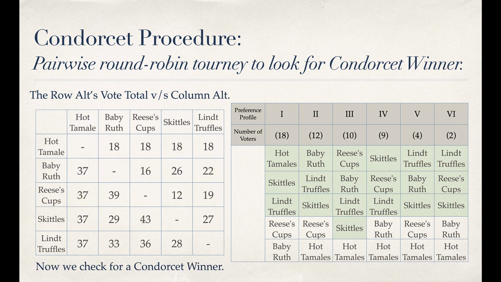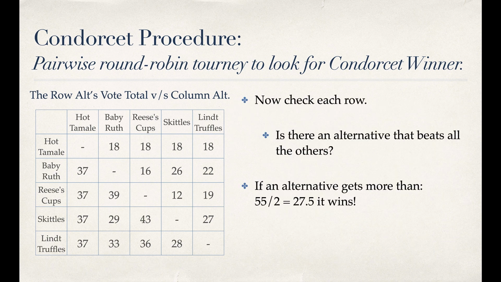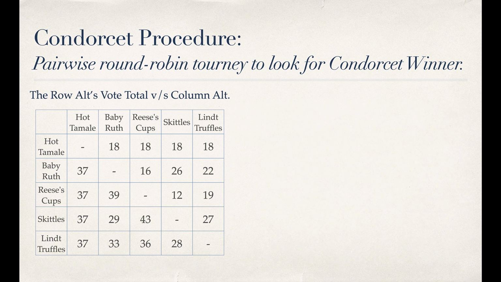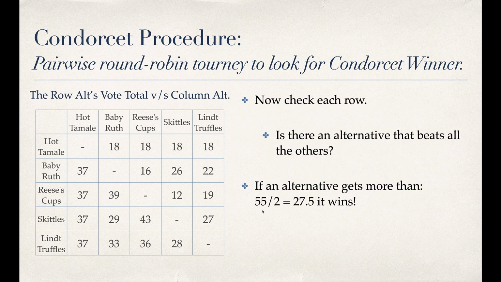Okay, now we're looking at everything. What we're looking for is, is there an alternative that always wins? So the way we do that is to check each row. Is there an alternative that beats all the other alternatives? Well, how would I know? Well, there are 55 voters, right? So there are 18 plus 12 plus 10 plus 9 plus 4 plus 2 voters. So that's a total of 55 voters. If an alternative gets more than 27.5, it wins.